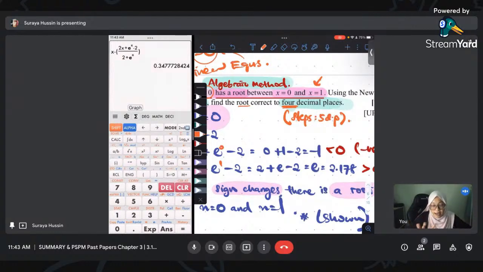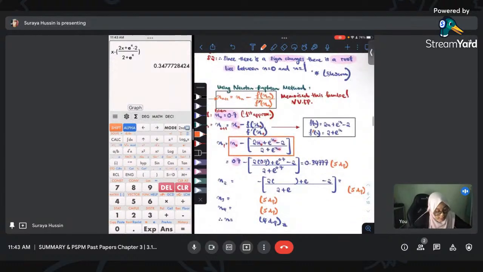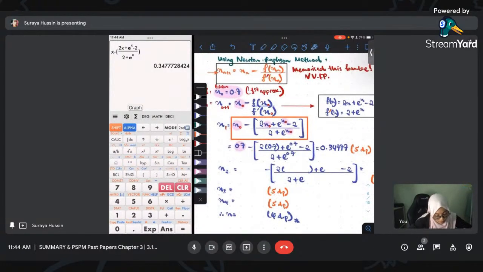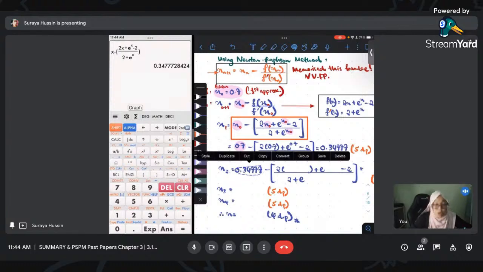Kita tak nak nanti makin tak exact. Our answer is not exact. So untuk mengelakkan dapat nombor yang tidak tepat, kita lebihkan 1 decimal point. Okay, and so solution kita sentiasa 5 decimal places. So now what you have to do is just gunakan balik 0.34777 ini, duplicatekan pada x2. You know you already find your x1. You use the x1 into x2.